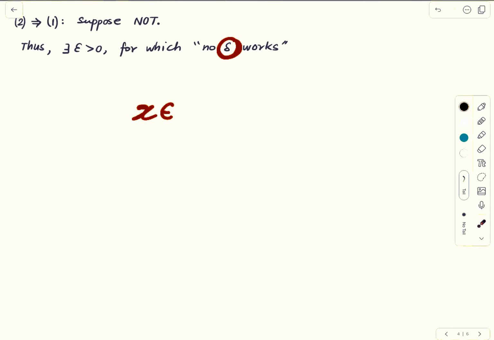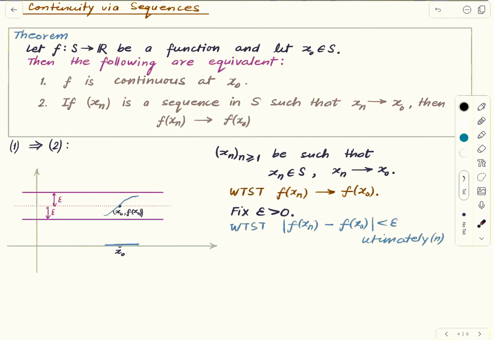Or rather, I should say it the other way. There is some positive epsilon such that no matter what delta we pick, there is always some offending point in the delta neighborhood of the point x0. Right? Let me copy this picture from the previous page.